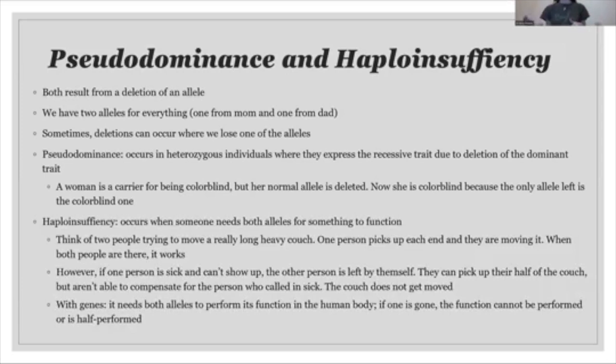And the other option for our deletion is called haploinsufficiency. And this occurs whenever someone needs both alleles for something to function and then one is deleted. So one of the ways that you can think about this is when you have two people and they're trying to move this really long, really heavy couch. One person picks up one end, the other person picks up the other end, and they're able to move it. And when both people are there, the couch is moved, everything is fine.